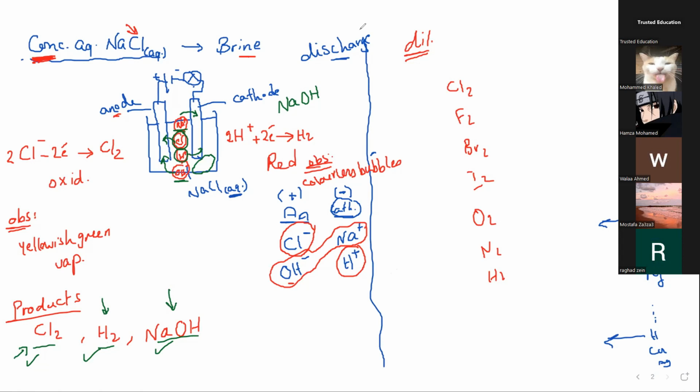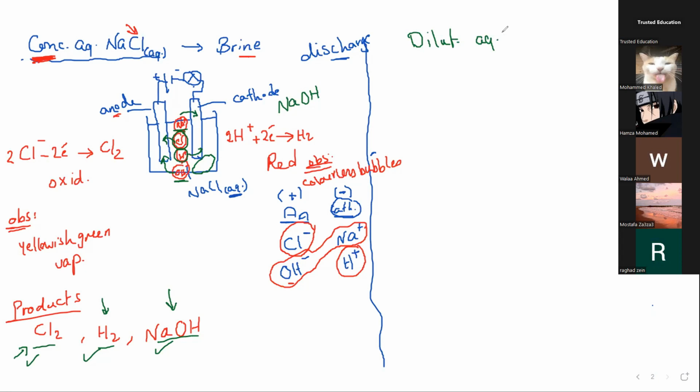طيب لو ما كانش concentrated، لو هو diluted، برضو صوديوم كلورايد aqueous يعني in water، بس المرة دي هو diluted. تعالوا كده نشوف، خلاص احنا قربنا خلاص. diluted aqueous صوديوم كلورايد، ما اسموش براين بقى المرة دي، هو اسمه عادي diluted aqueous صوديوم كلورايد.